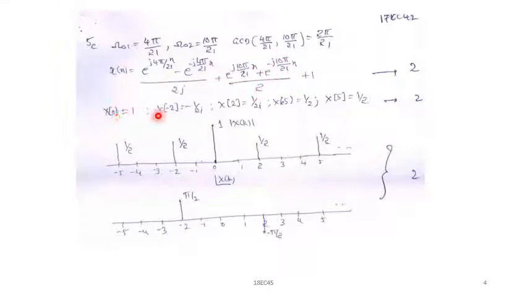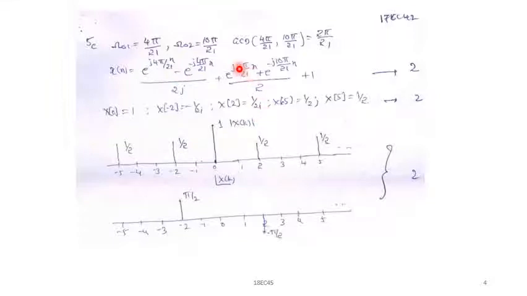So you'll get x of 0 is equal to 1. This is x of 0. X of minus 2 is, so this is 2 pi by 21. Omega is 2 pi by 21. So you'll get this is x of 1 is x of minus 2. That is minus 1 by 2j. Another one is x of 2. You'll get 1 by 2j.